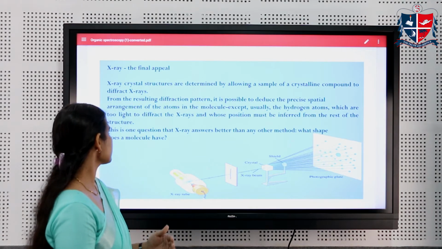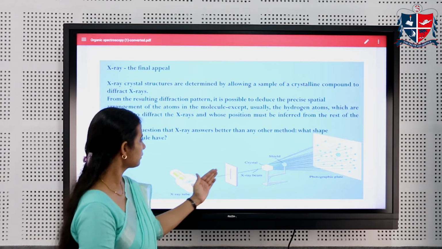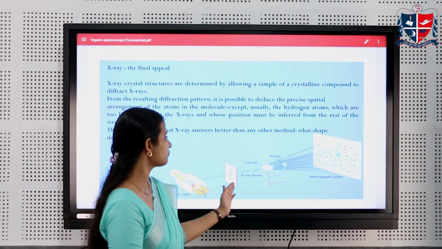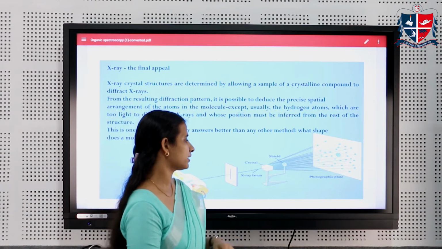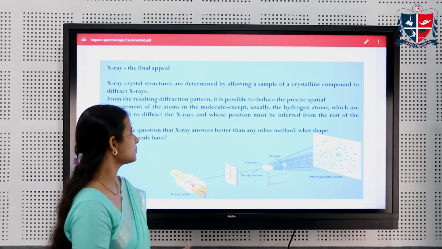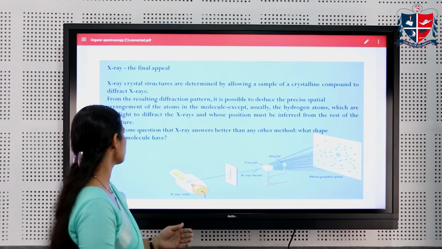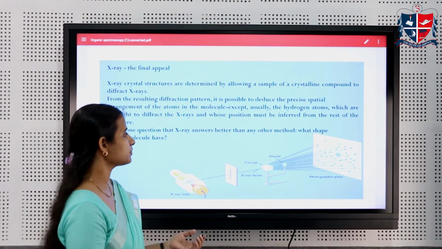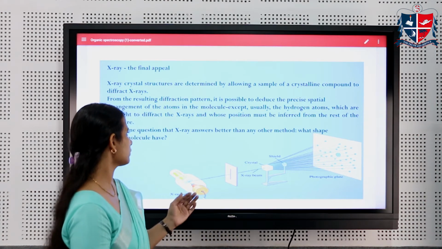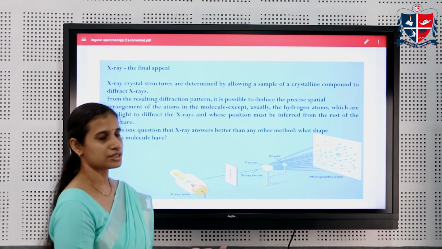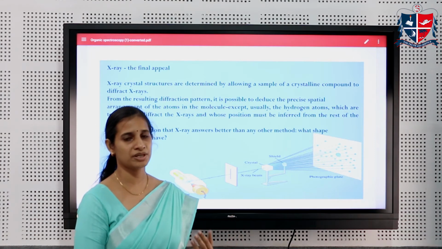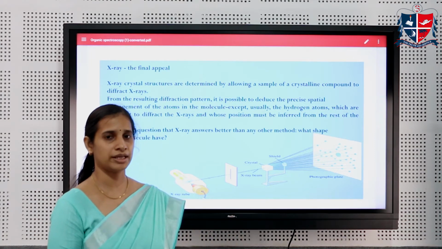In the case of X-ray crystallography, the sample should be in crystalline form, which diffracts the X-rays, and we will get a diffraction pattern like this. And by solving this diffraction pattern, it is possible to deduce the precise spatial arrangement of atoms in the molecule, except that of hydrogen atoms, which are too light to diffract X-rays. So, the position of hydrogen atoms must be inferred from the rest of the structure. So, X-ray crystallography is the perfect method to determine the structure of an organic compound.